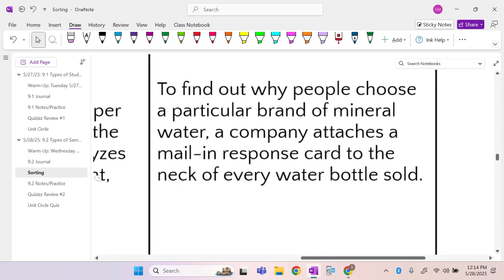So the next one, to find out why people choose a particular brand of mineral water, a company attaches a mail-in response card to the neck of every water bottle sold. What type of sample is that?